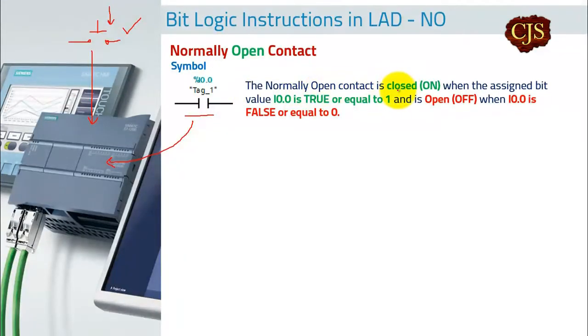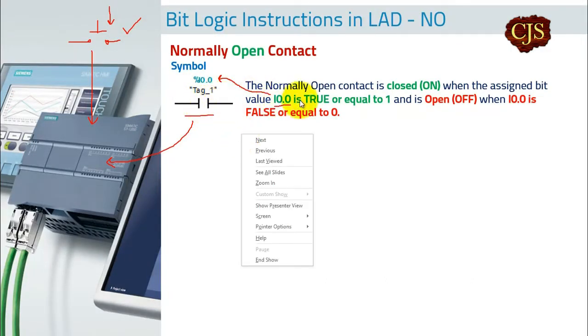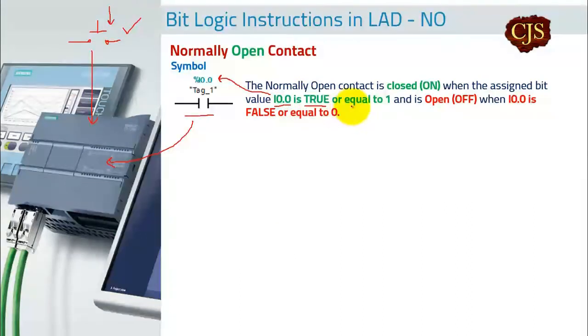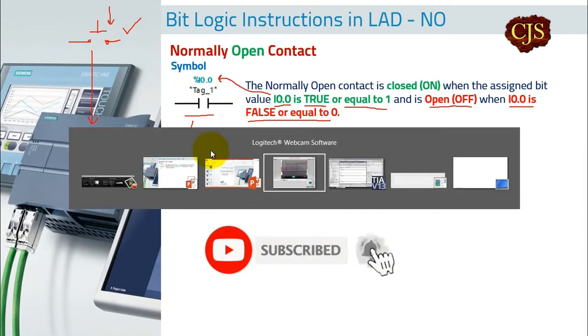So it says the normally open contact is closed, it's on, just like when you press it, it goes through. This goes on when the assigned bit, the value I0.0, which is the address, is true. True means it closes when this I0.0 is true or equal to 1. When this address is true or equal to 1, this contact will be true. And the contact is open or off when the address I0.0 is false or equal to 0. This address is either true or false, and that depends upon the switch which is connected to this input, or the signal which is connected to this input.